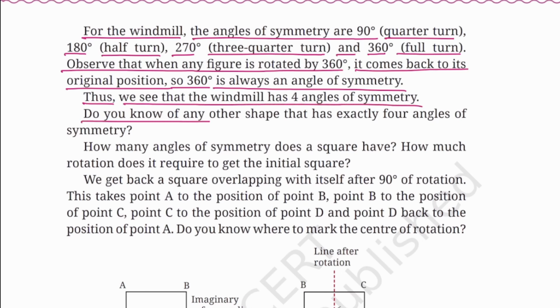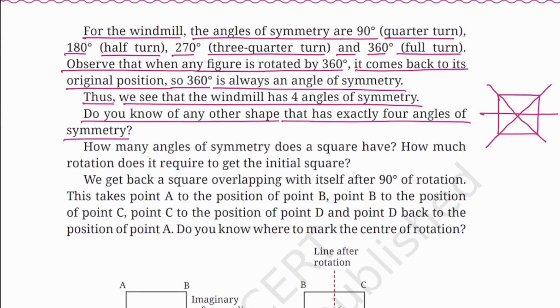Do you know of any other shape that has exactly four angles of symmetry? For example, if you take a square, it has rotational as well as reflectional symmetry. Reflectional symmetry along its diagonals and the horizontal and vertical lines passing through the center of the square.